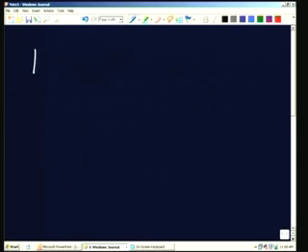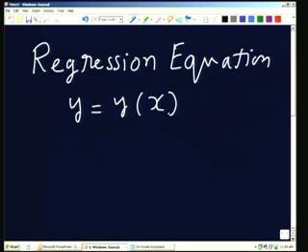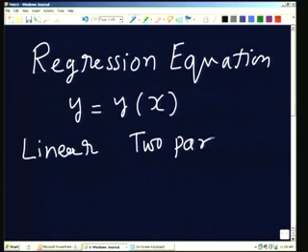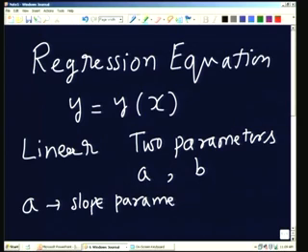So, we have a regression equation, which is a relationship. If I am involved, I am talking about only two variables. Y is some function y of x, linear, gives rise to two parameters, a and b. A is the slope parameter. I am calling it the slope parameter because a itself may be a slope, or if I am using log-log, a may become something else. B is an intercept parameter.